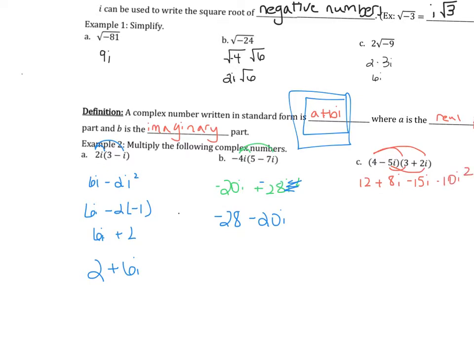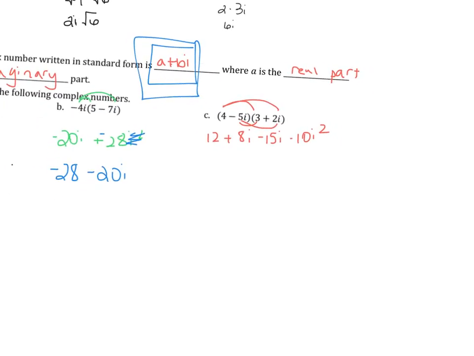So eventually here we're going to add our like terms, but before we get around to that, I'm going to go ahead and change the sign on this i squared. I'm going to get rid of the i squared and make this a positive. I do that because i squared equals negative 1.